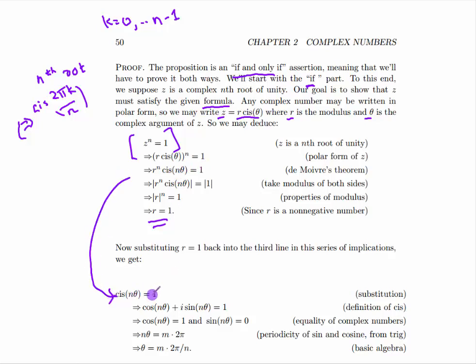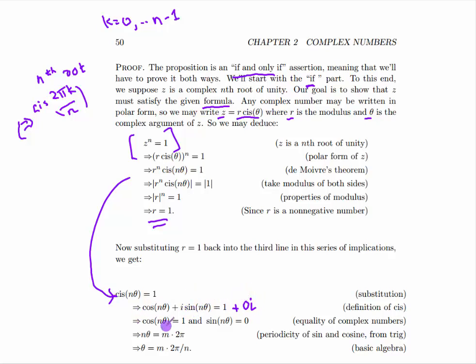So let me continue. What does cis n theta mean? Cis n theta is cosine n theta plus i sine n theta. Now, in order for two complex numbers to be equal, the real parts must be equal, and the imaginary parts must be equal. What's the imaginary part over here? Well, there's nothing here, so it's 0 times i. So that means that cos n theta must be 1, and sine n theta must be 0.